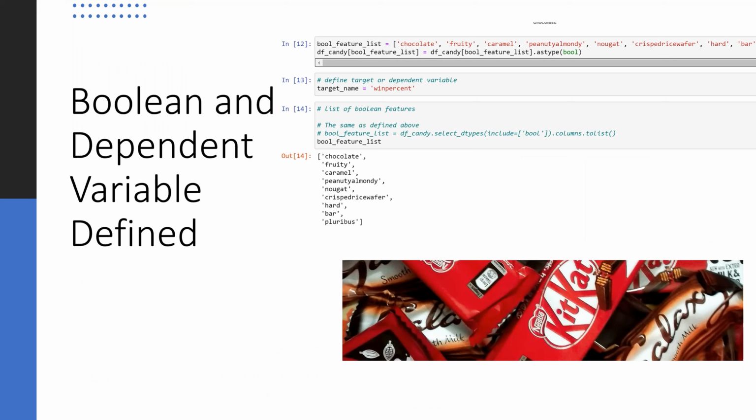Here we are going to define our x-axis, our independent variables, and each of those are Boolean, meaning they're 0 or 1.